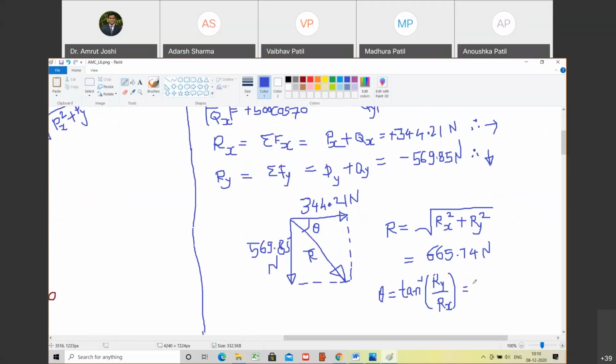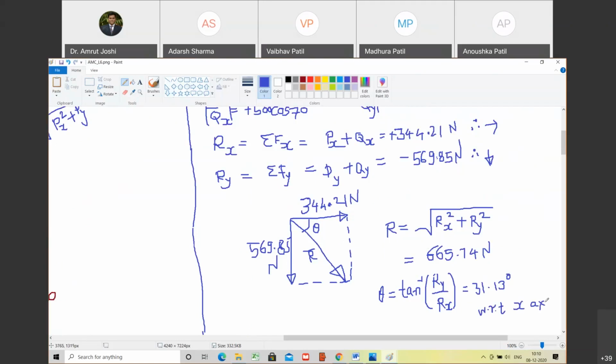हाँ, 31.13 डिग्री. Are you with me? This is the angle made with reference to which axis? With reference to x-axis. Are you with me?